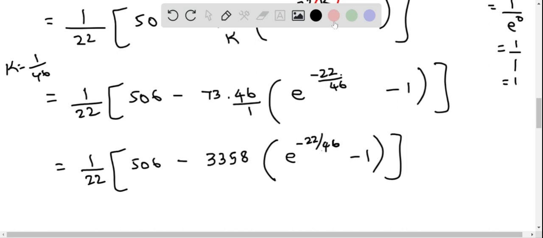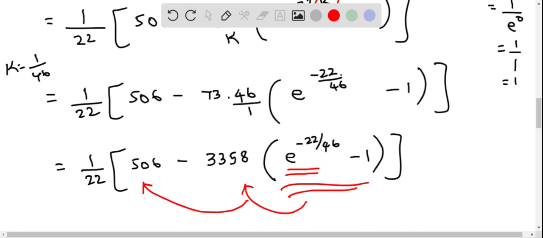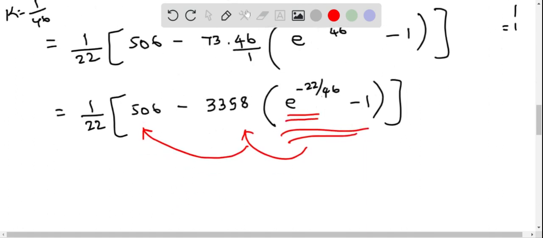So basically we have to evaluate this quantity. First we plug in 22 over 46 into the calculator and then raise e to the power of the negative of it, and then we subtract 1, so we will get some value. Then multiply with this negative 3358 and add the result to 506, and then finally we divide it by 22. It's just another calculator process. We'll be getting the value as approximately 81.023. So this is the average temperature of the coffee during the first 22 minutes.